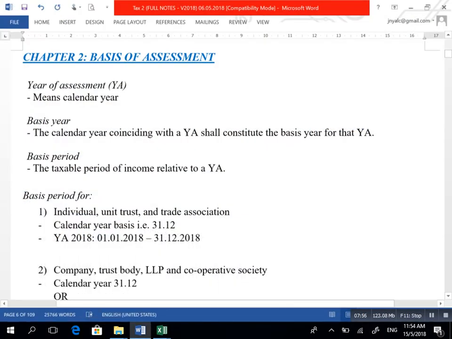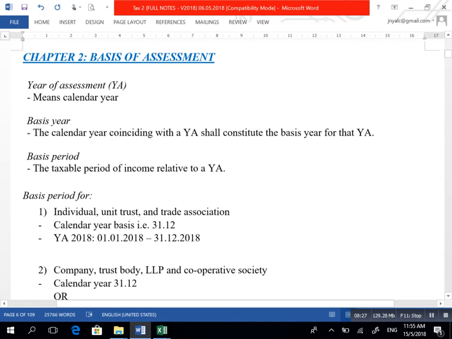Now this one also is what you studied before, so let's just recall back, right? Just quickly go through. What is the basis period for a company and individual? As usual, you should understand about these three meanings first. Year of assessment means the calendar year, 2018, 17, 16, and so on. And the basis year is actually the calendar year coincident with a YA.